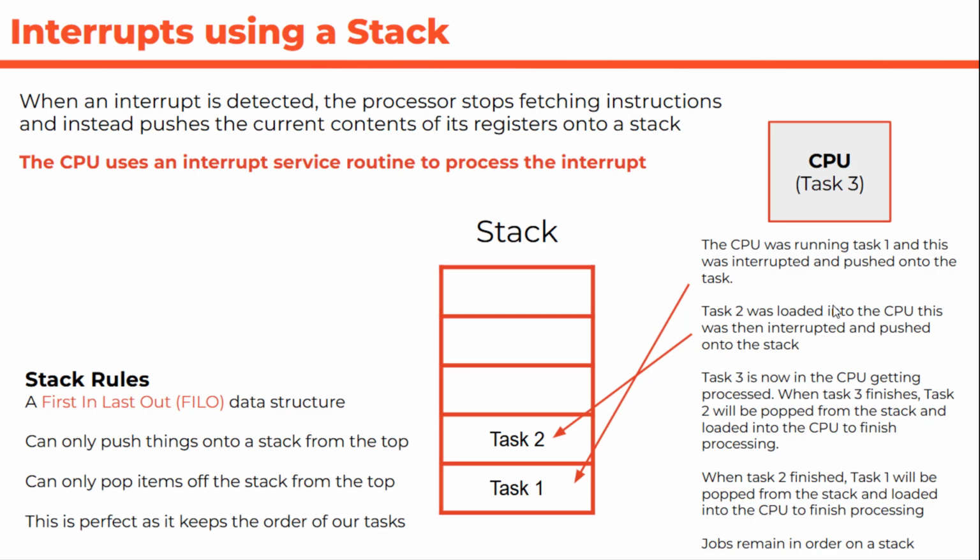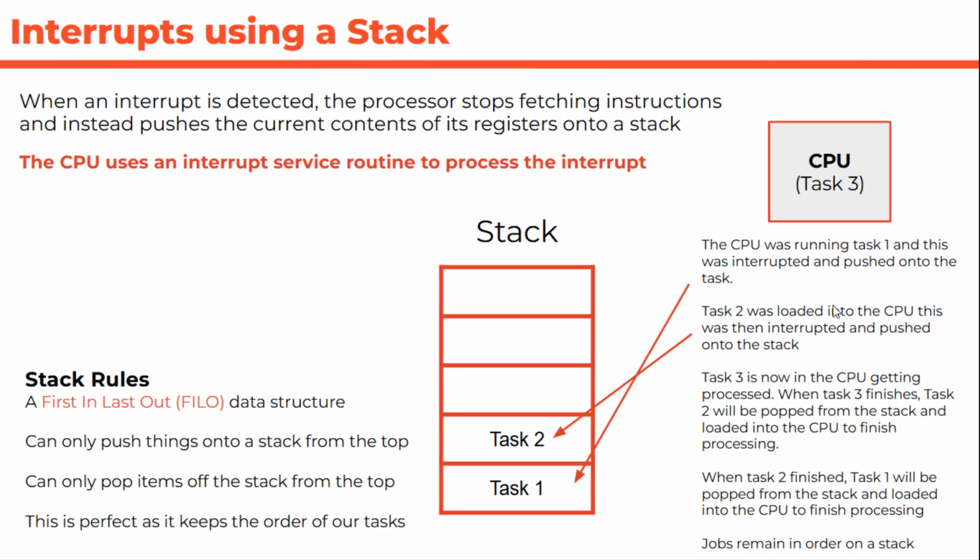So now we look at our stack. The CPU was running task 1 and that got interrupted. So we pushed task 1 onto the stack. The stack was empty, so it gets pushed into position 0, let's say. Task 2 was loaded into the CPU and this was then interrupted and pushed onto the stack. And that means it goes on top of task 1. And that's because it's a first in, last out data structure.